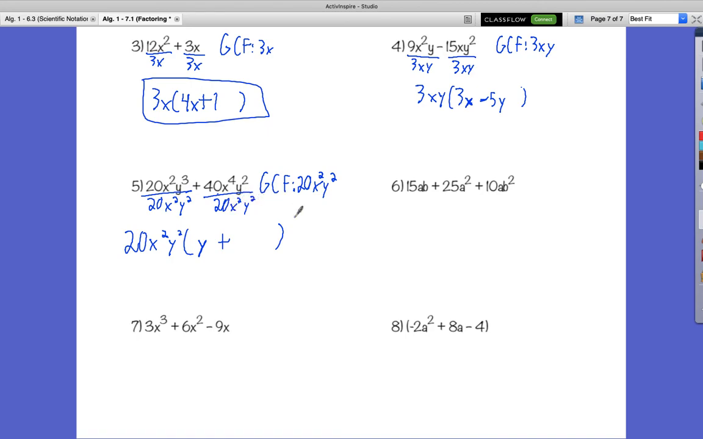What's that become? 20 divided by 20 is 1, and x to the fourth divided by x squared is x squared. So that becomes 2x squared.